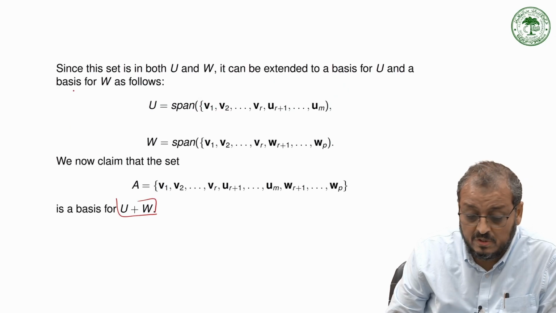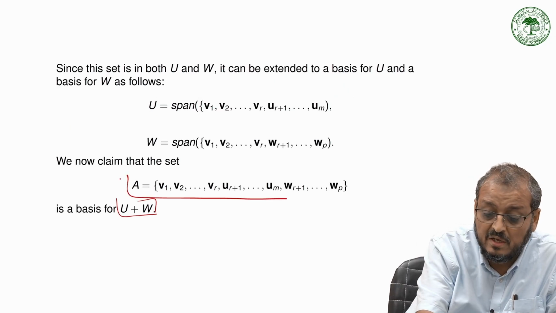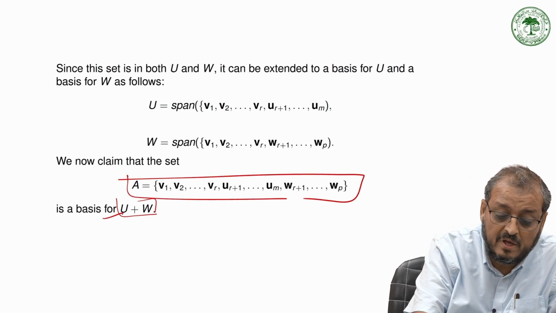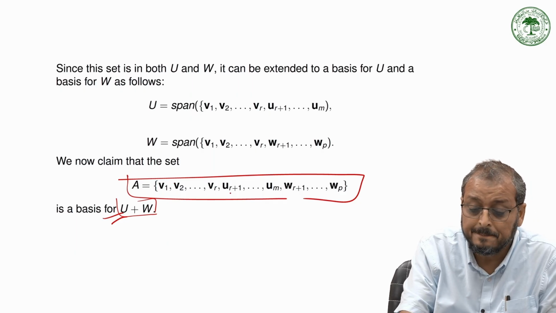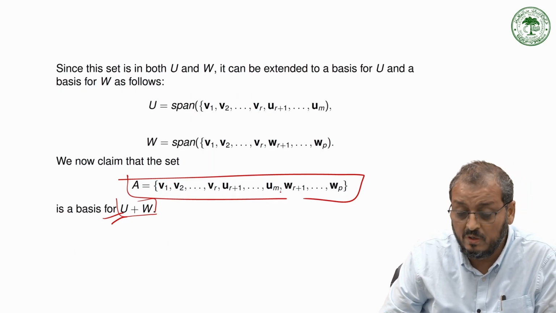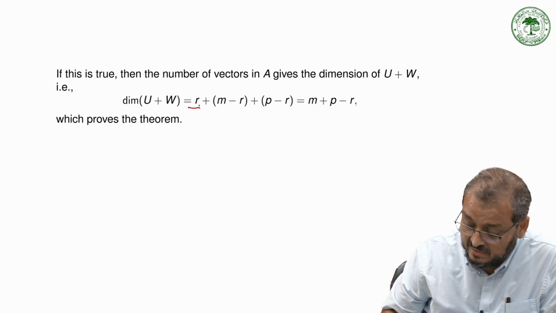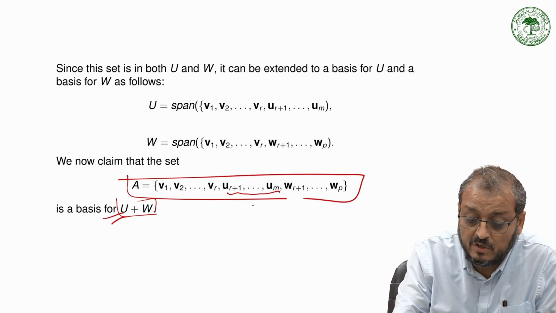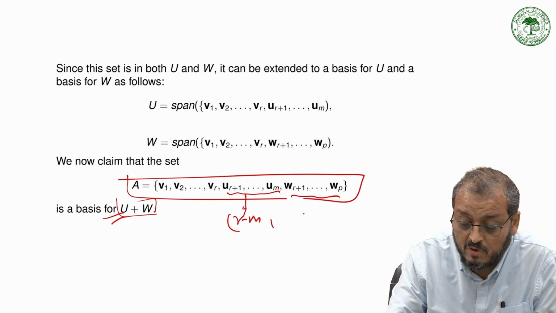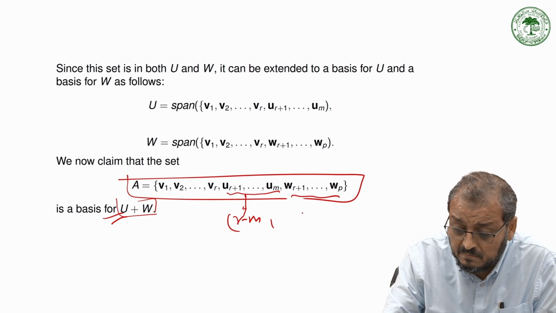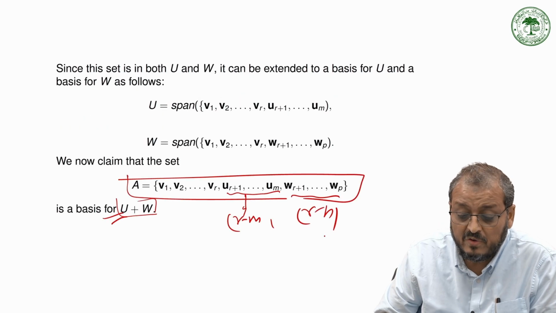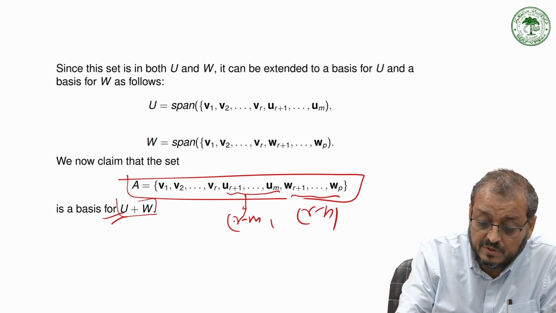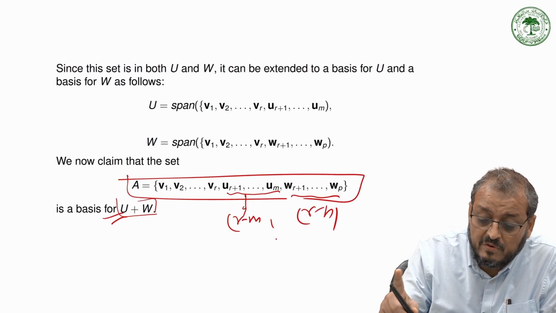If this is true, say that this is a basis for U plus W, then the number of elements in this basis is R up to this, and so on. So this means we have R, and this is the element of R minus M, and this is the element of R minus P like this.